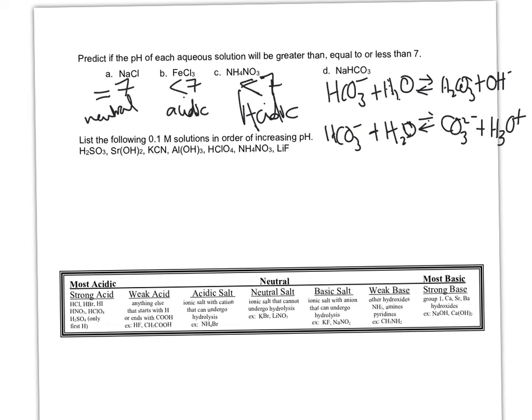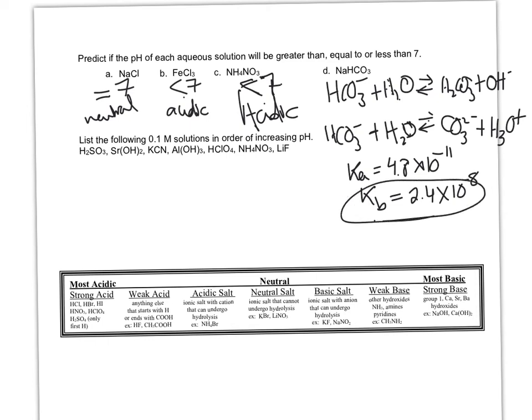So if you look at the table in your notes, you will see that the Ka is 4.8 times 10 to the negative 11. The Kb is actually 2.4 times 10 to the negative 8. Kb is much higher, which tells you that it's going to be basic, so this is the reaction that is likely to occur.